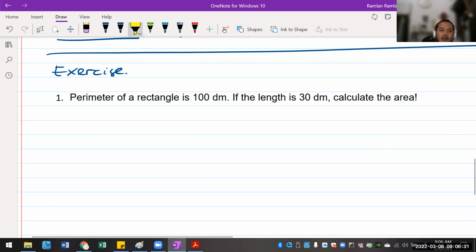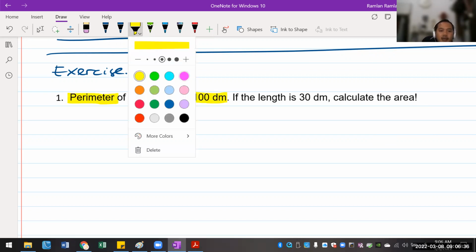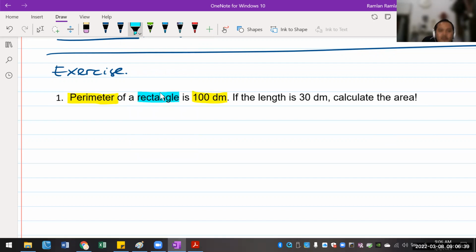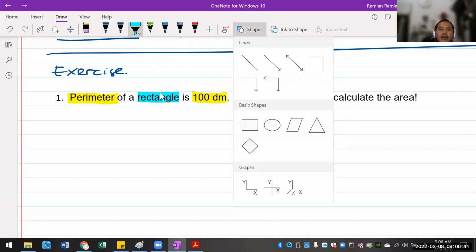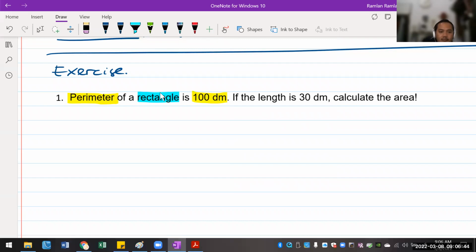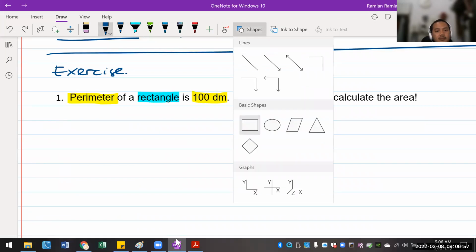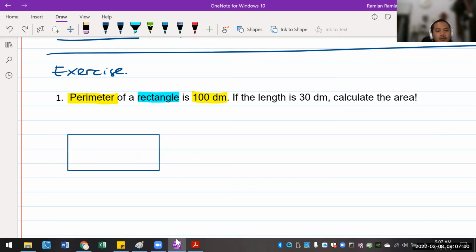The first one is that we have a perimeter, which is 100 decimeter, and the shape is a rectangle. So it means that we can draw a rectangle, right? But we don't know the perimeter yet. Okay, I'm going to draw a rectangle. And then we know that the perimeter is equal to 100 decimeter.